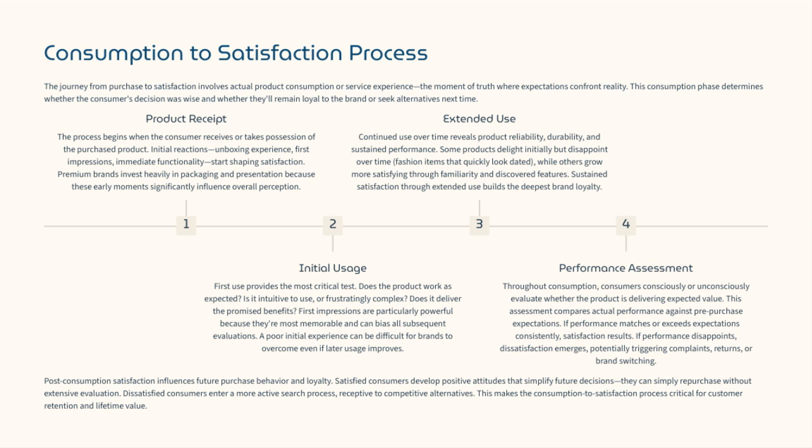Now, performance assessment is ongoing. Over time, consumers observe the product's reliability, durability, and sustained performance. Some products might initially delight, but then disappoint after a while, like fashion items that quickly look outdated. Conversely, others may grow more satisfying as consumers discover new features or become more familiar with them. Maintaining satisfaction over the long term is key to building deep brand loyalty.